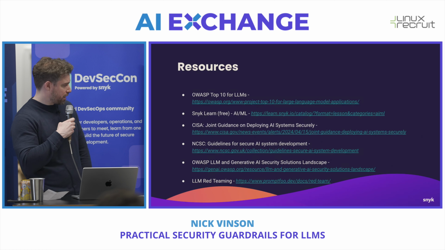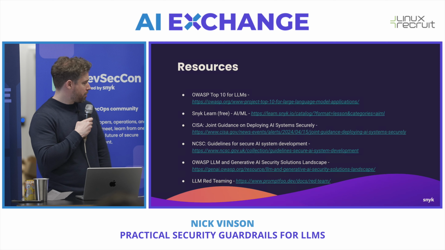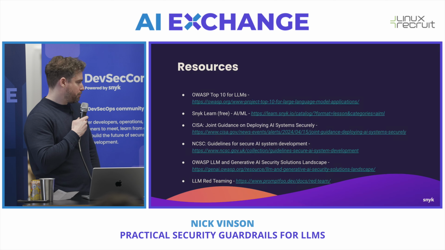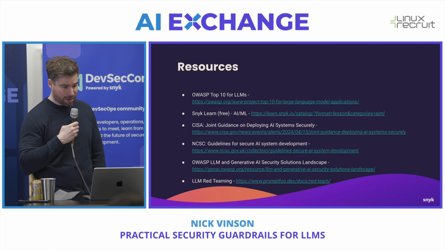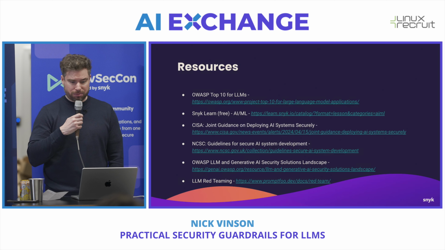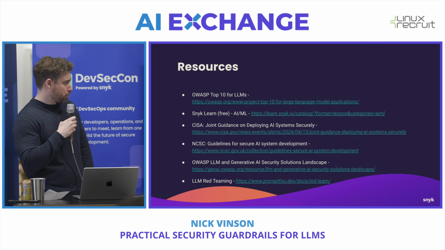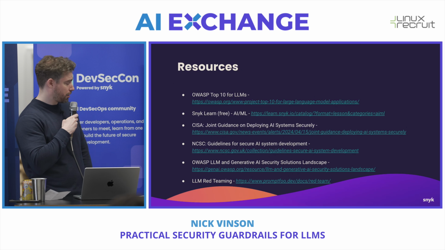Below that, we've got the CISA and NCSC guides. These are pretty dry, but they're very comprehensive and useful as a reference for when you're looking to build these systems, because it covers all bases. Next one, we've got the OWASP LLM and Generative AI Security Solutions Landscape. This maps security tools to different stages of the SDLC and also to the top 10 risks. So this is a useful reference document showing you which tools can protect you against these particular threats.